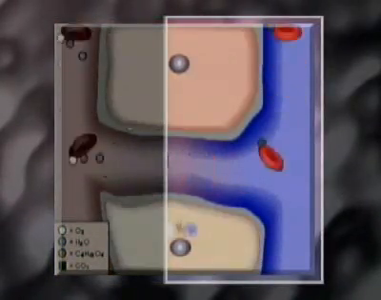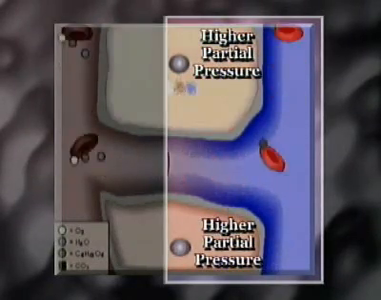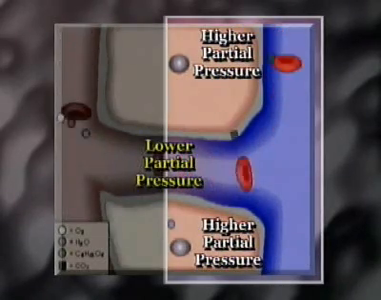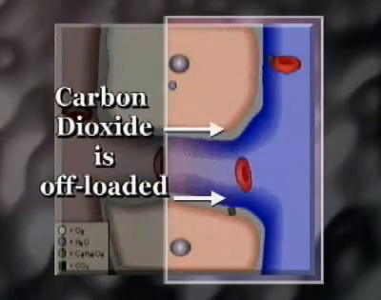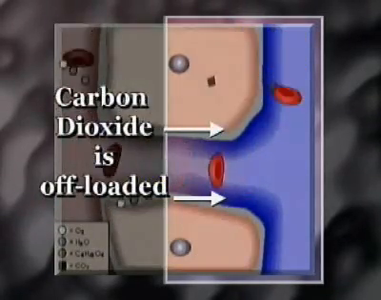The same law applies to carbon dioxide. The partial pressure of carbon dioxide in the cells is higher than the partial pressure of carbon dioxide coming from the lungs by way of the circulatory system, so carbon dioxide will be offloaded for return to the lungs.